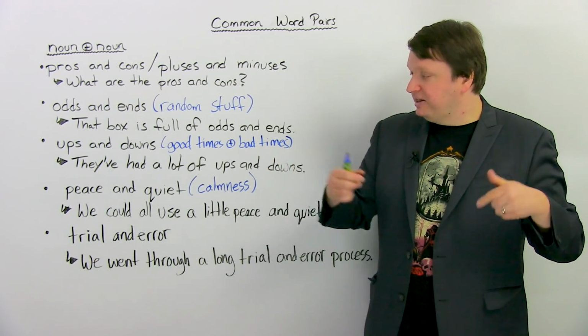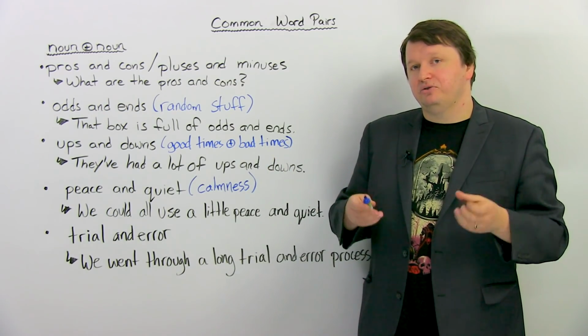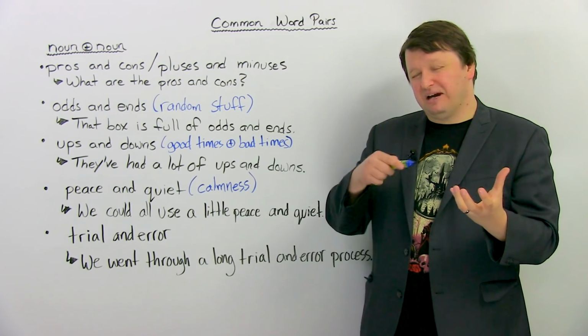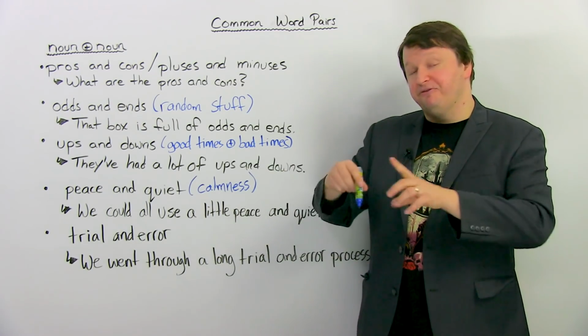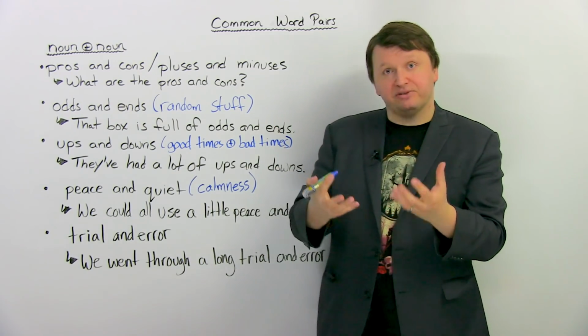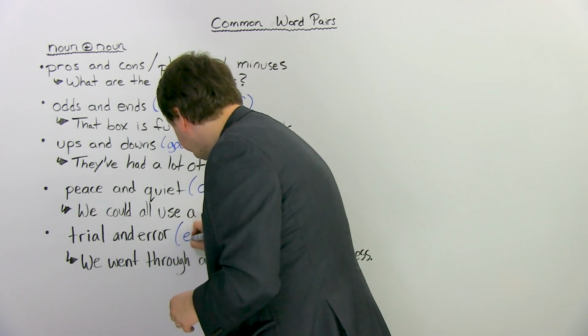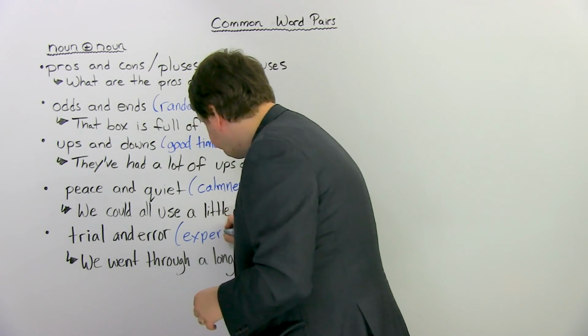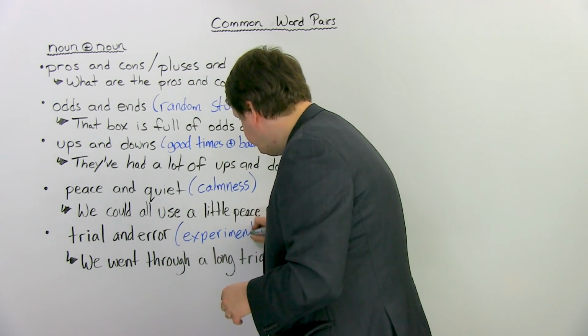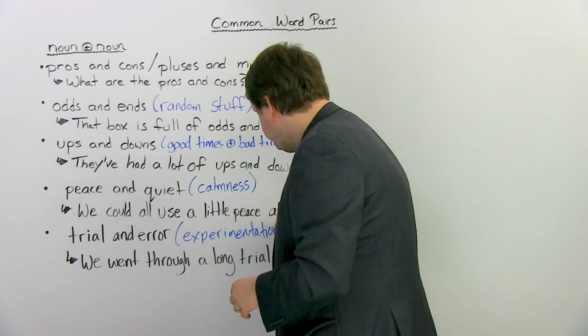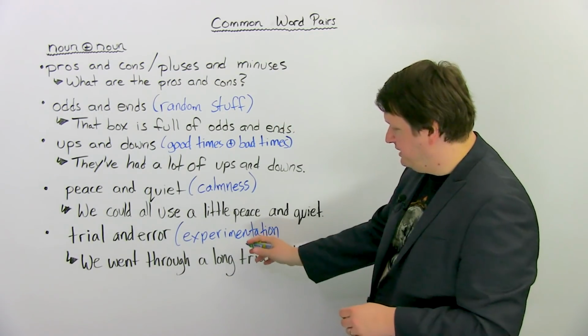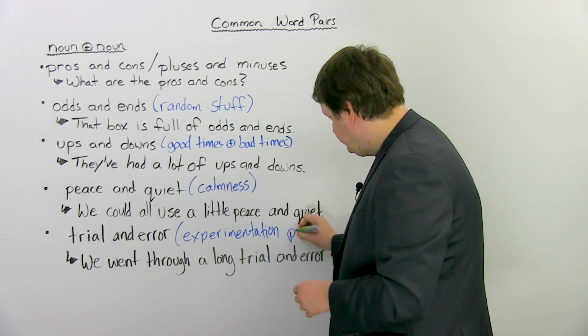So this is a long process where you do experiments and you make many mistakes before you find the final solution. You find what works. So trial and error always refers to some kind of process where you're experimenting with solutions. Experimentation process.